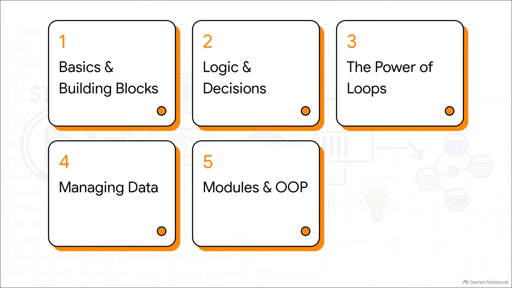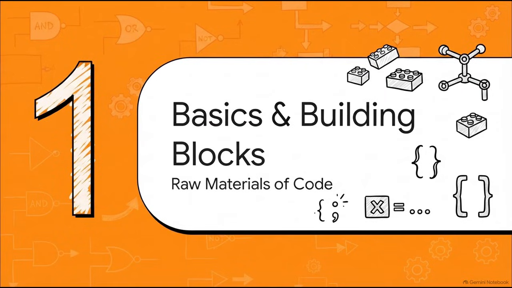To guide us through this build, here's our architectural syllabus for today's explainer. 1. Basics and building blocks. 2. Logic, decisions, and control. 3. The power of loops. 4. Managing data with arrays. And 5. Modules and object-oriented programming. So, moving right into Section 1, Basics and Building Blocks, the raw materials of code.